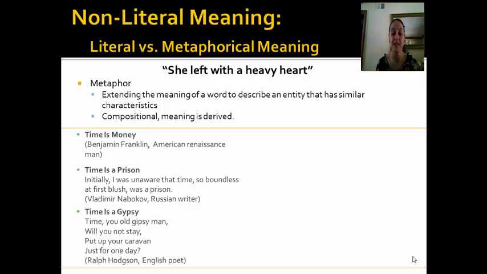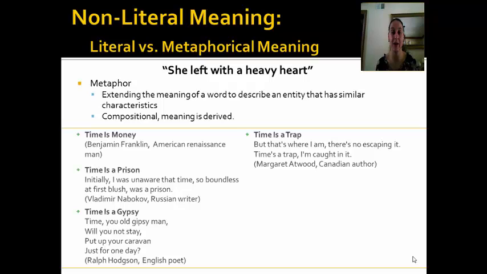So time is a gypsy. Somebody who's saying that time is a gypsy is taking the meanings that we associate with gypsy, right? Somebody who moves around a lot, that doesn't necessarily belong anywhere. And they're taking those meanings and adding them onto time. They're using them to describe time. So when you say time is a gypsy, what you're trying to say is that time keeps moving, perhaps.